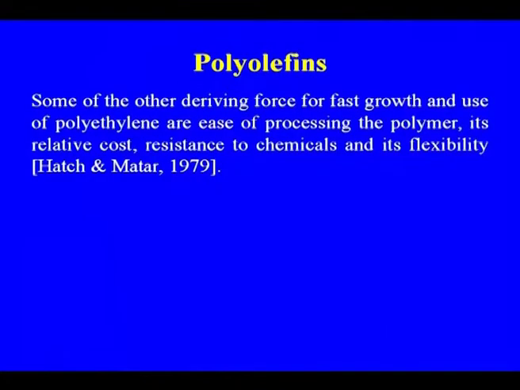Some of the other driving forces are the fast growth of the use of polyethylene, the ease of processing the polymer, its relative cost, resistance to chemicals, and its flexibility. These are some of the major driving forces for the adaptability of polyethylene.